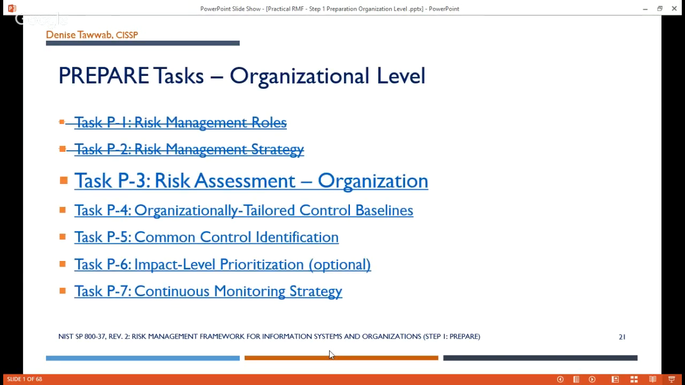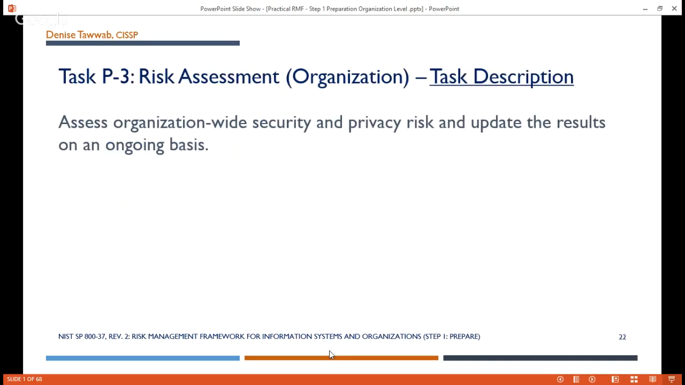Okay, so you assign your risk management roles in task 1. In task 2, you develop your risk management strategy. In task 3, you're going to do an actual risk assessment at the organization level. This is where you assess organization-wide security and privacy risk and update the results on an ongoing basis.